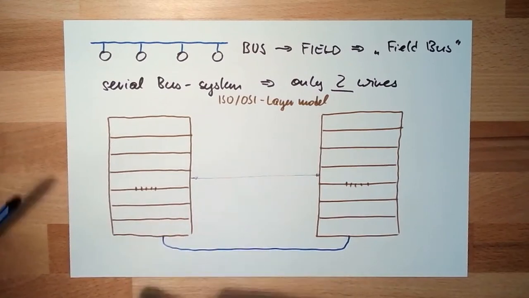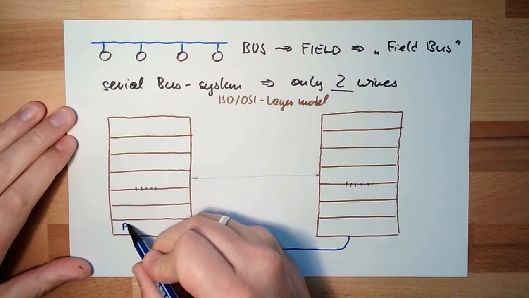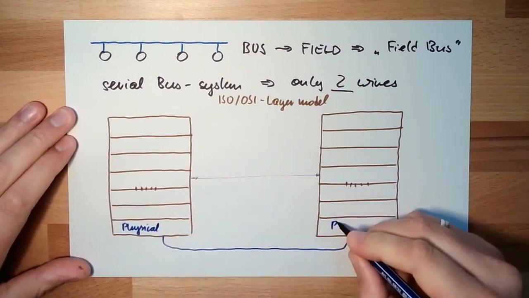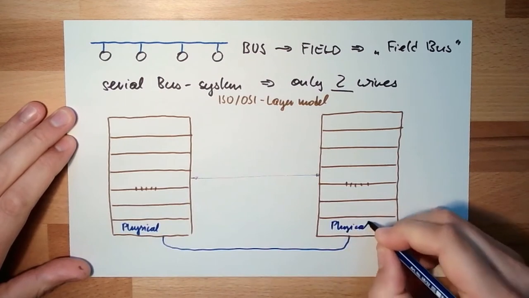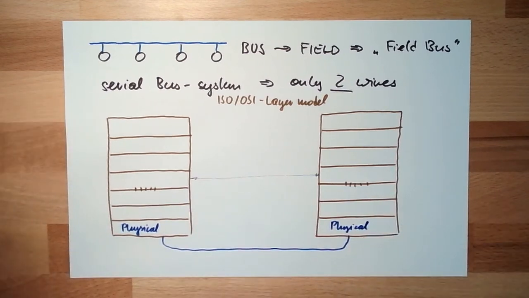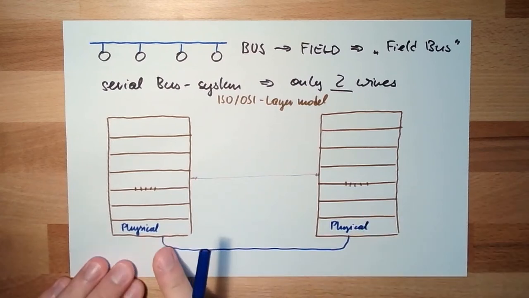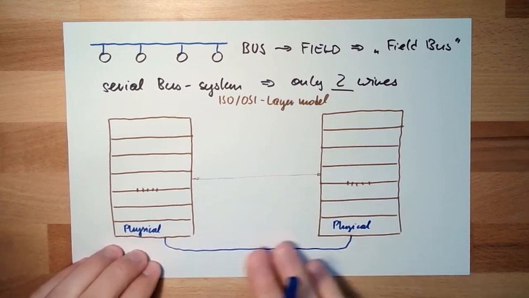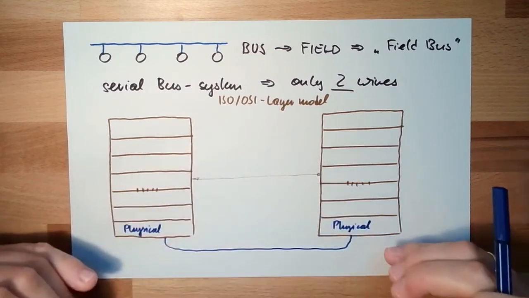So the lowest layer, layer number one, this is the so-called physical layer. Here things are defined like, which cable do I use? Which voltage level do I use? Maybe I'm using fiber optics, which wavelengths do I use, and so on? Which type of connectors? This is all physical layer.